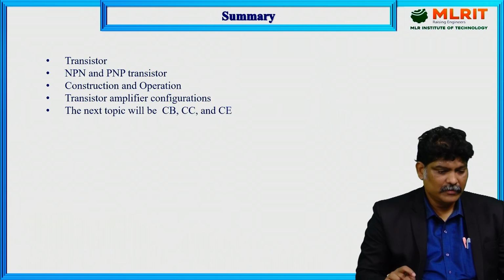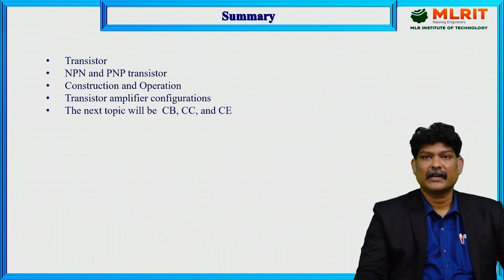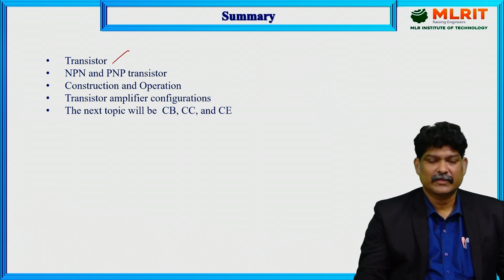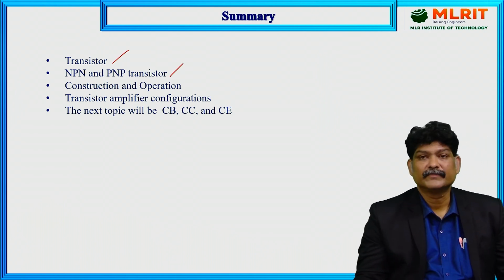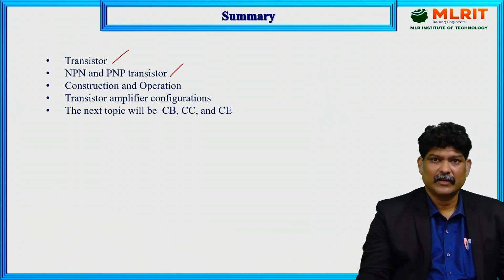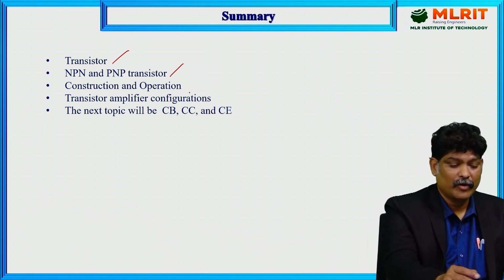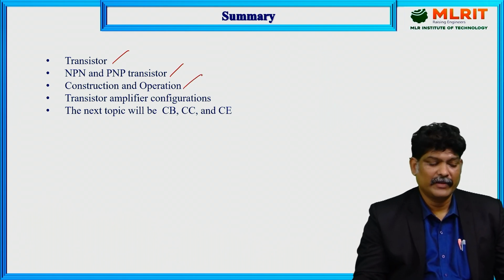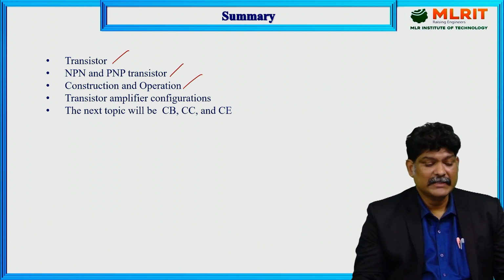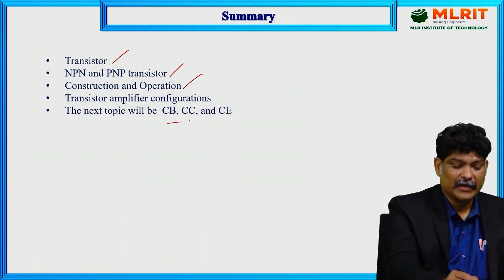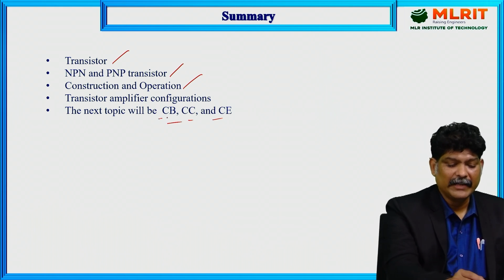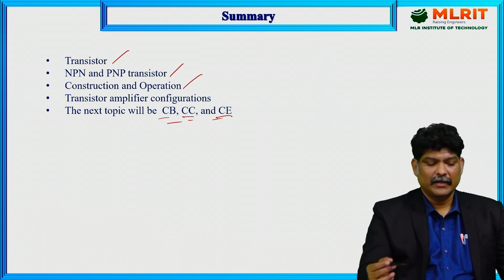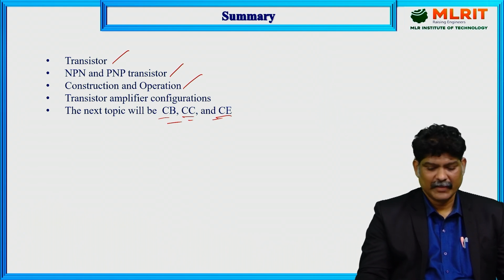Okay, so what have we learned today? We started with the introduction of the transistor and its concept, and the different types, NPN transistor and PNP transistor, and their structure. We have discussed the construction and operation of NPN and PNP transistors. Then we introduced the transistor amplifier configurations, that is common base, common collector and common emitter. In the next session we will discuss in detail the common base and common collector and their input and output characteristics. Thank you.